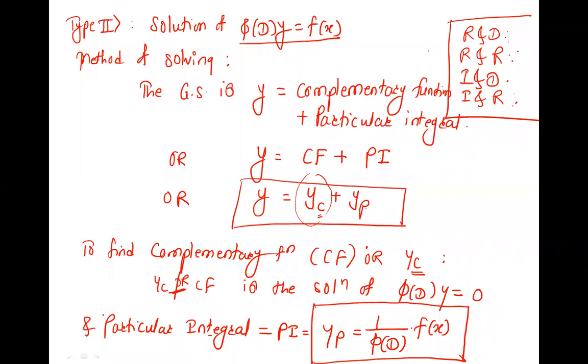Write the definition. Particular integral is defined as, particular integral is also called YP, is 1 upon phi d into f of x. Now, we know how to write YC. Now we just know the definition of YP, but how to solve that, we have to see.